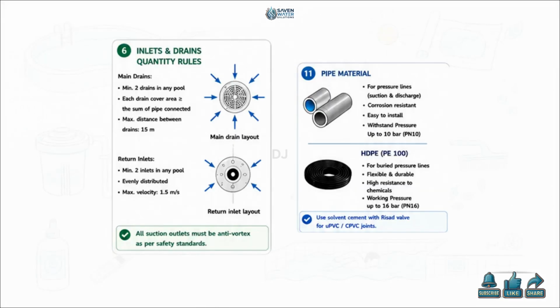Let's talk about how that water actually enters and exits the pool safely. When it comes to your main drains, the safety standard here is absolutely critical. You need at least 2 evenly distributed main drains in any pool. They can be spaced a maximum of 15 meters apart, and this is huge, they must have anti-vortex covers to prevent any dangerous entrapment. As for the piping itself, the source specifies using robust, corrosion-resistant UPVC pipes for your pressurized suction and discharge lines. But for any lines that are safely buried underground, you'll want to utilize flexible, highly durable HDP pipes.